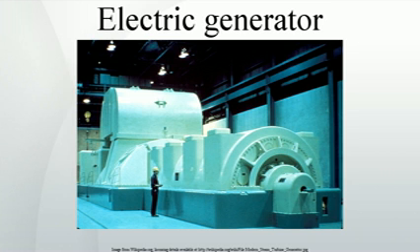Electromagnetic generators. Dynamo. A dynamo is an electrical generator that produces direct current with the use of a commutator.